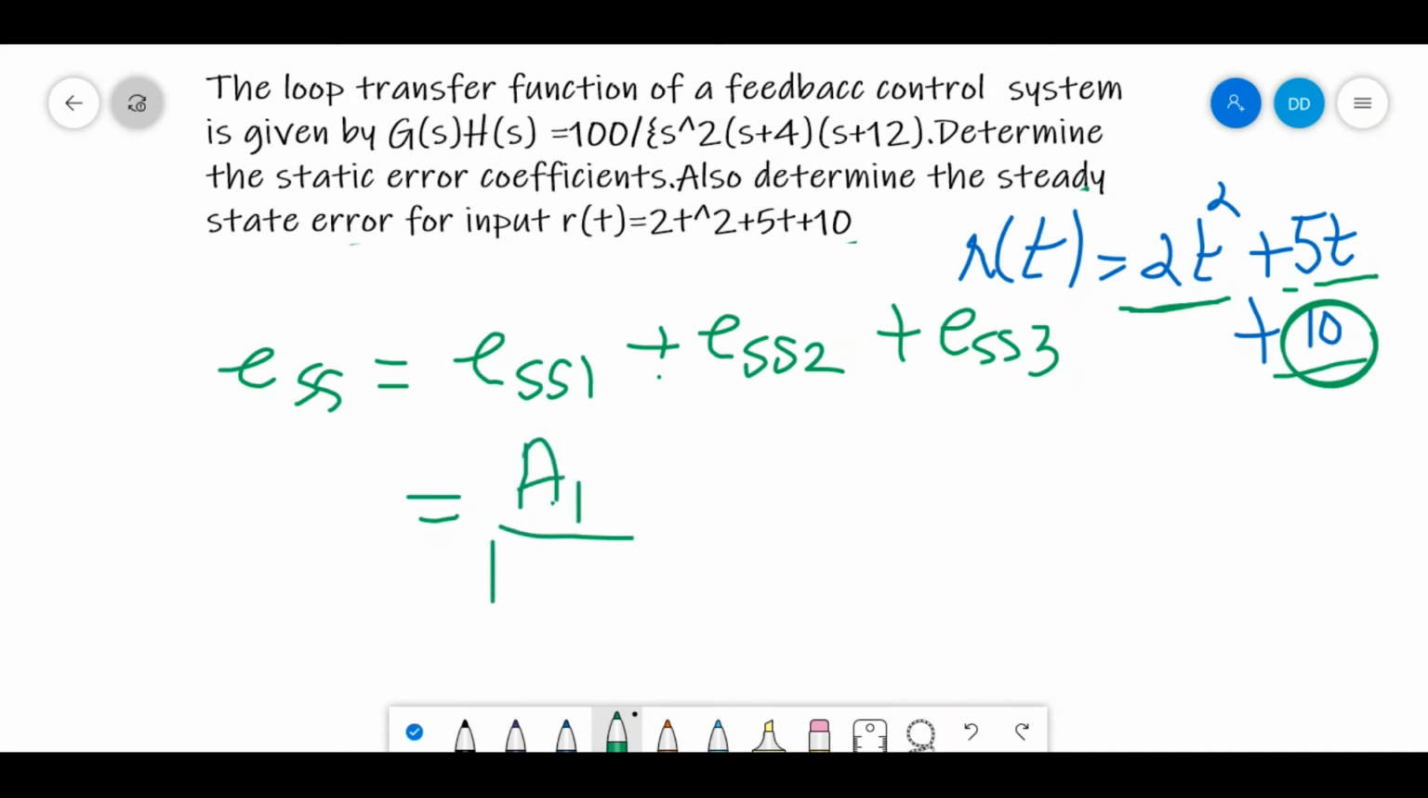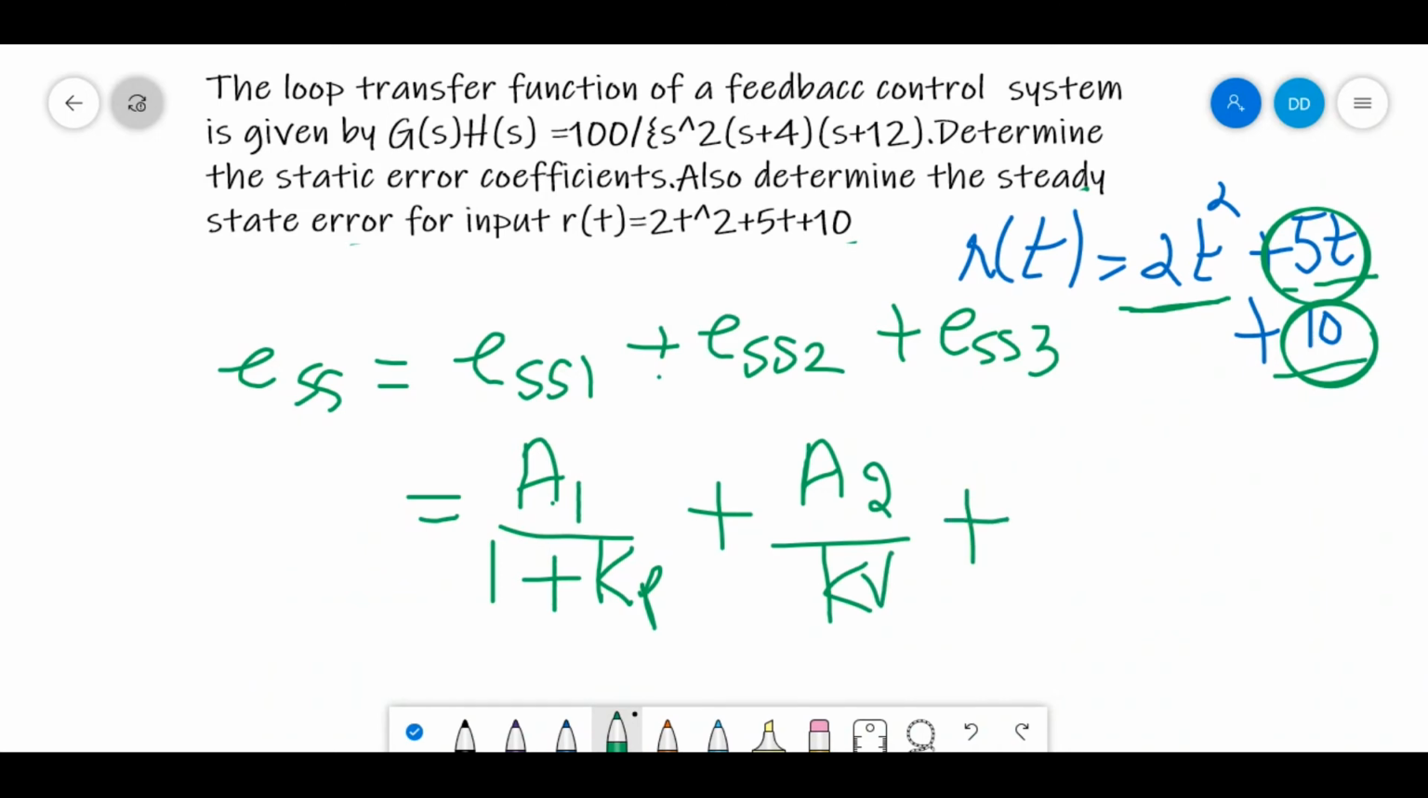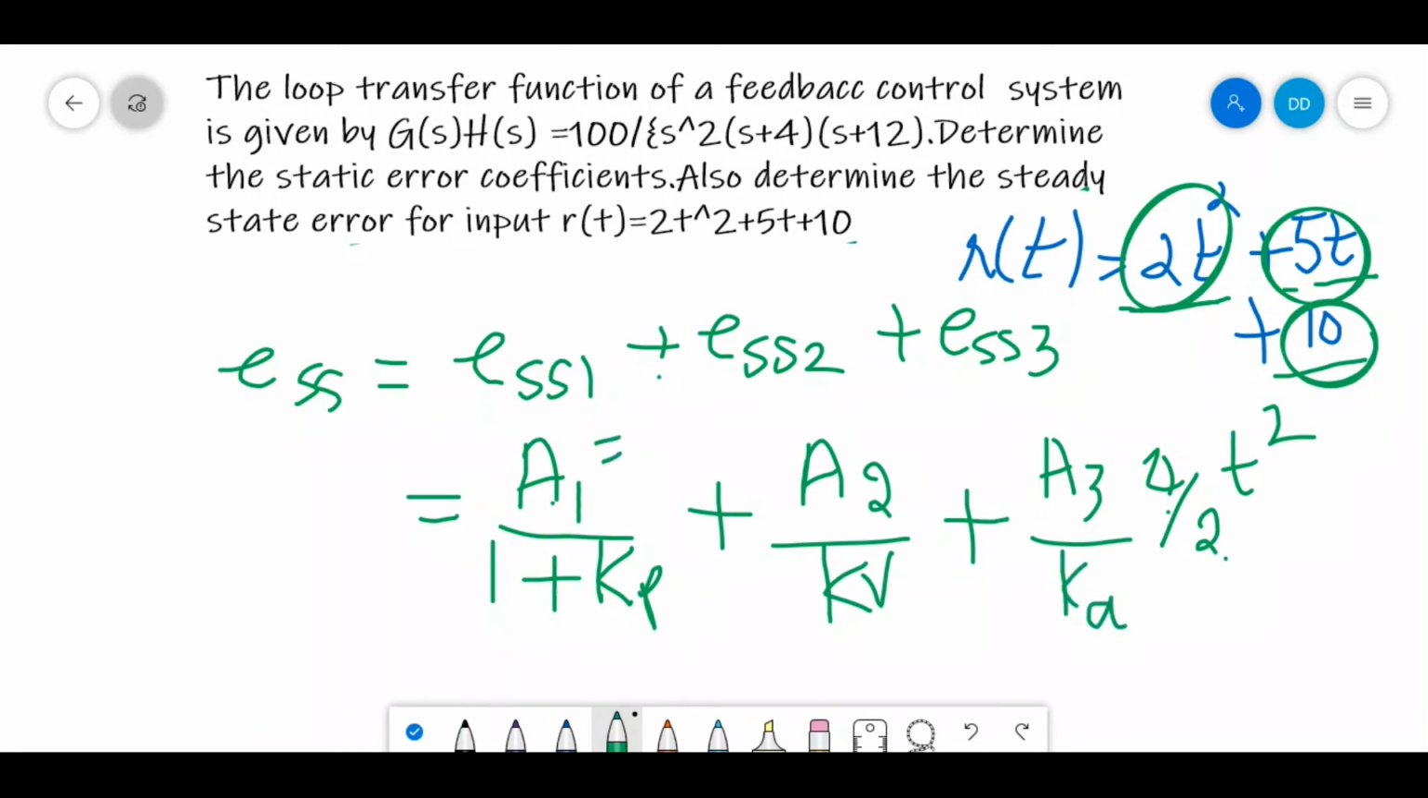Its steady state error we write as A1 divided by 1 plus Kp, plus ESS2 is due to the ramp input which has a magnitude 5. So we write it as A2 divided by Kv, plus the third one is the parabolic input. We have written it in the standard form 4 by 2 t square. So we have it as A3 divided by Ka.